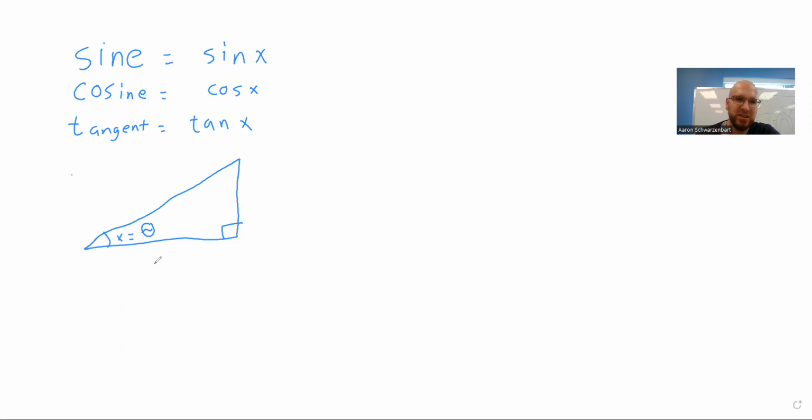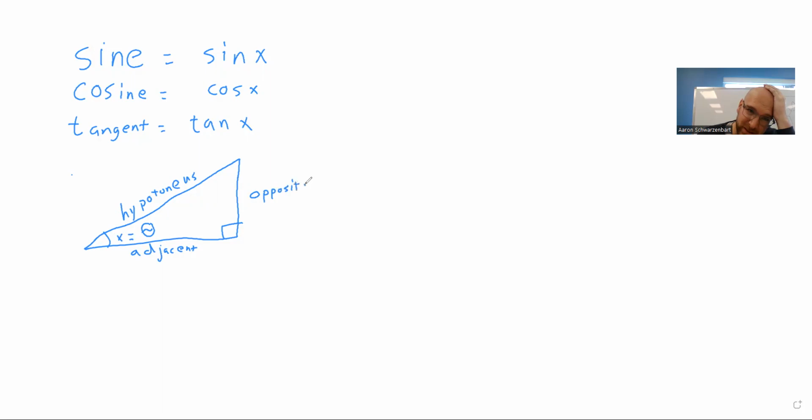There are key names here for the sides. So we have two legs of a triangle. The hypotenuse is always the long one. It's across from the right angle. The leg that is adjacent is the one that is touching the angle, or it's part of the angle, really. So if this is my angle here, X, this is the adjacent side. This here is called the opposite.